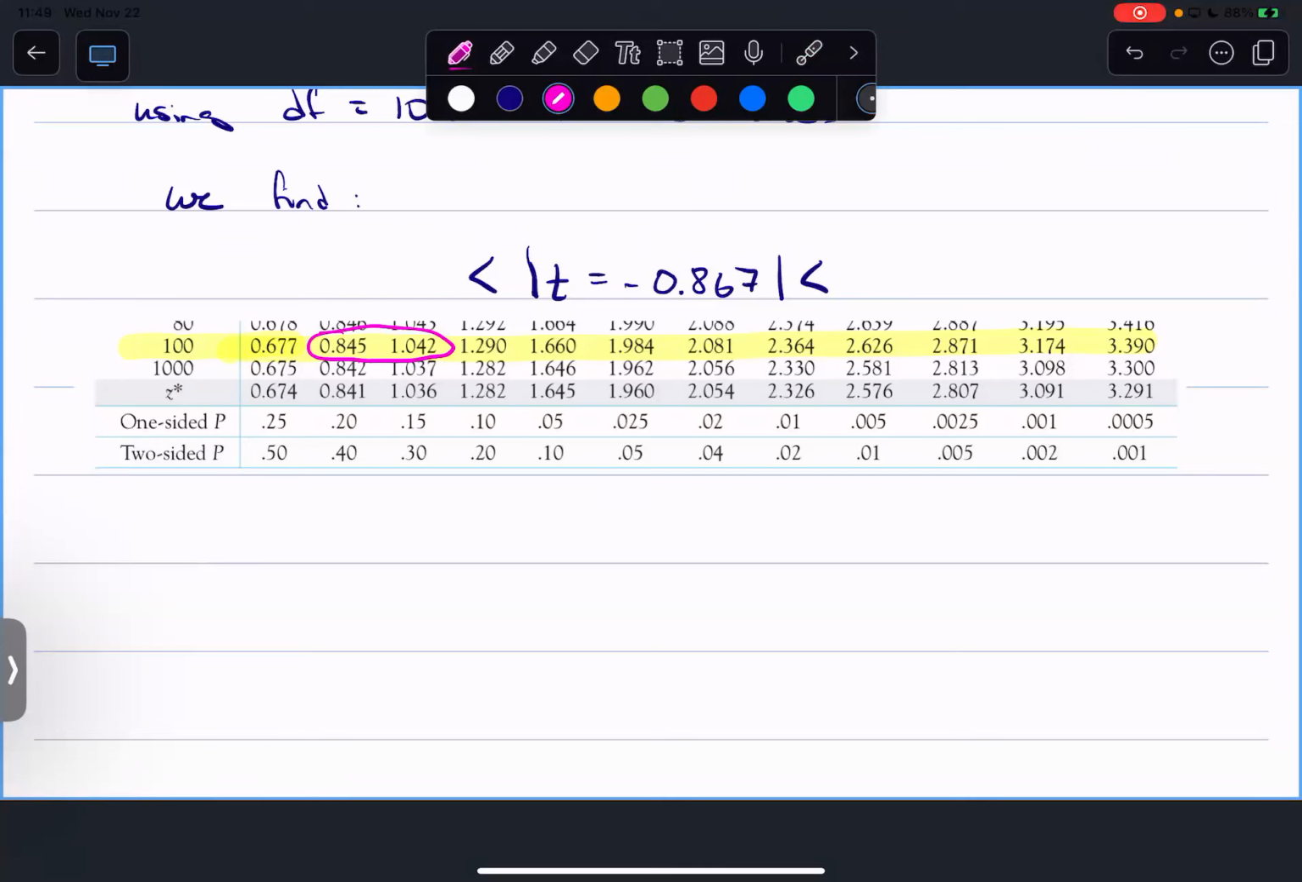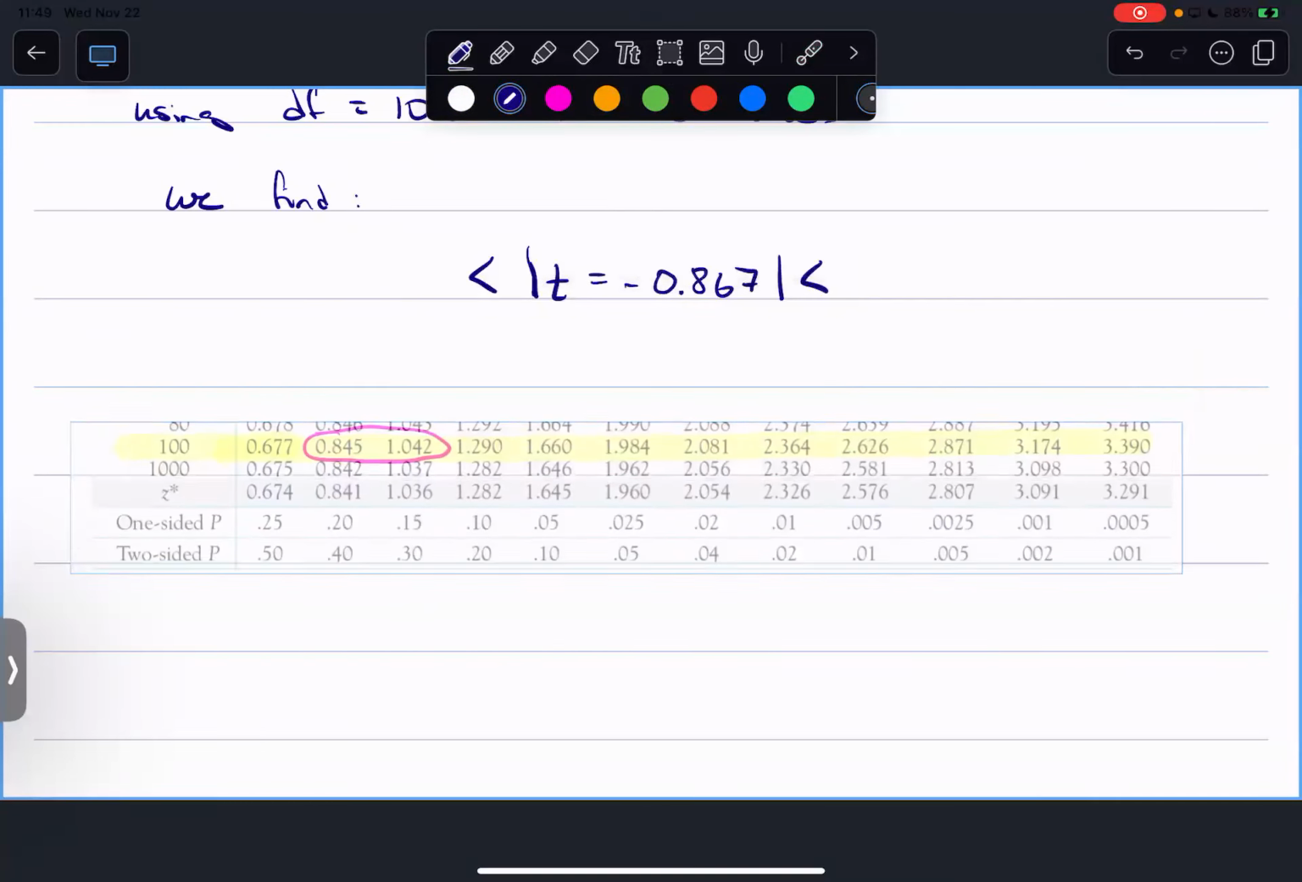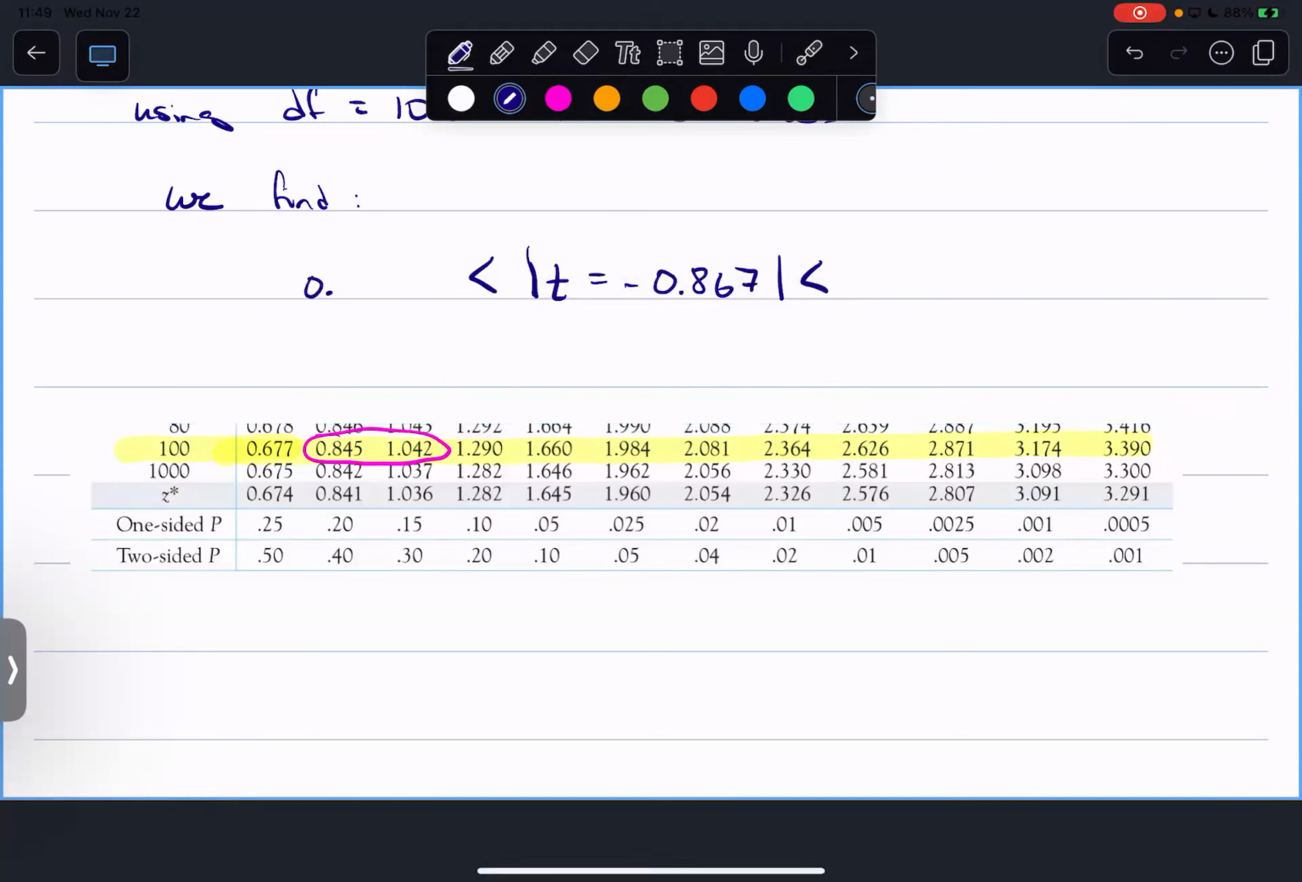The benefit of writing these values down is that if you did something silly and you told me that it was between these two values or something like that, as long as you followed through, then I can be okay with that. You just made a silly mistake, you looked and you jumped over or something like that. And so here, what I'm going to do is write out 0.845 and 1.042, just to show that T is somewhere between these two values.